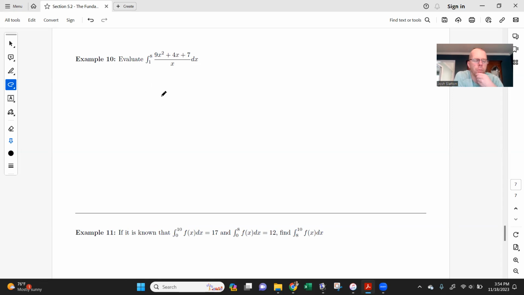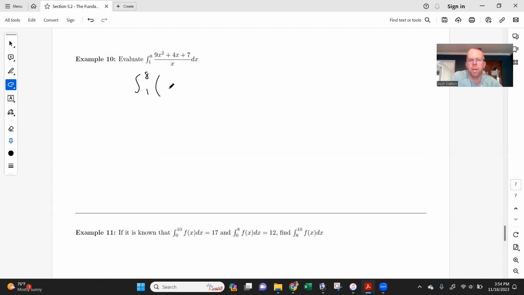And so the way we're going to do this one is we're going to turn it into not a rational function. We're going to divide the x into each of the terms in the numerator, and then find the antiderivative term by term. So that's the way to do it. There's not really a good way to do this as it is written. So we need to rewrite this, and so this will be the integral from 1 to 8. We're just going to divide the x in the denominator into each of the terms in the numerator.